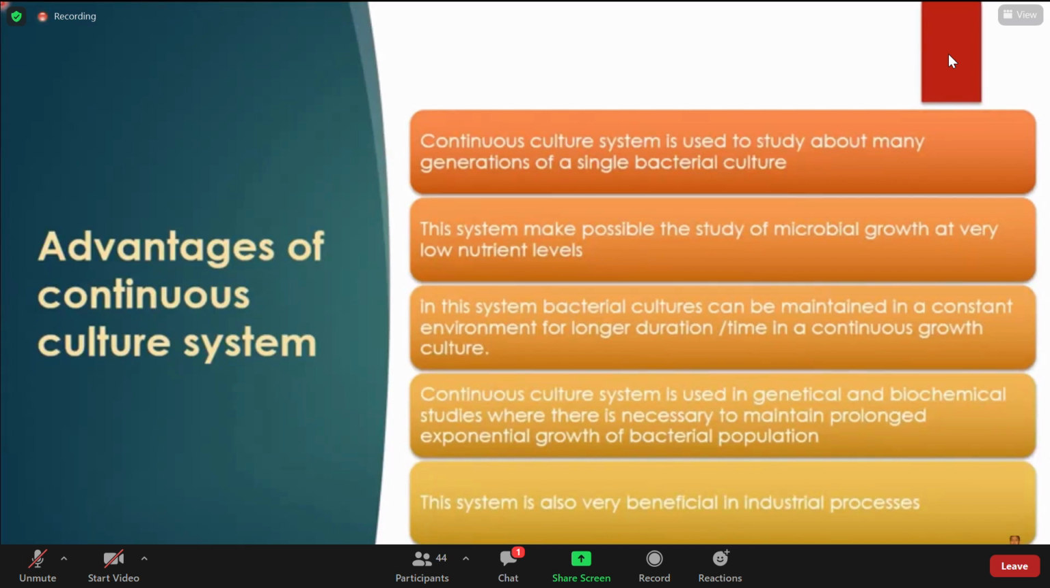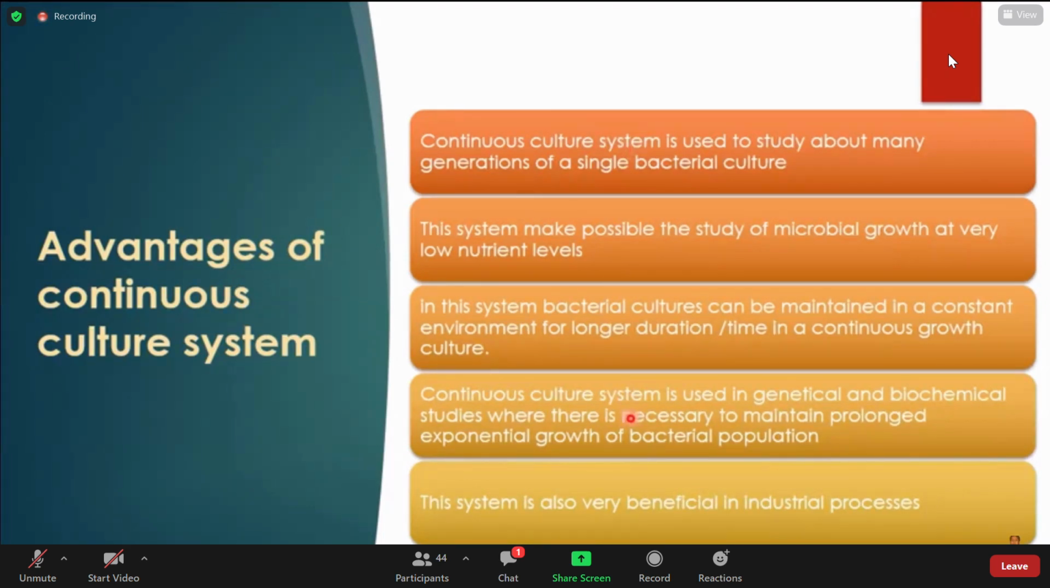Okay, and this is also maintained in a constant environment for a longer duration in a continuous growth culture. Especially this culture system is used in genetic and biochemical studies where it is necessary to maintain prolonged exponential growth of a bacterial population. And this culture system is also very beneficial in industrial processes. So these are some of the advantages of the continuous culture system.